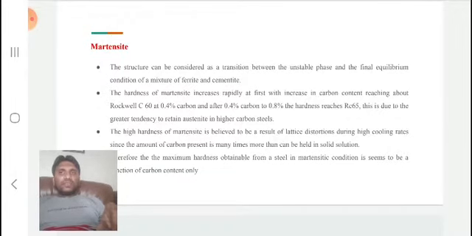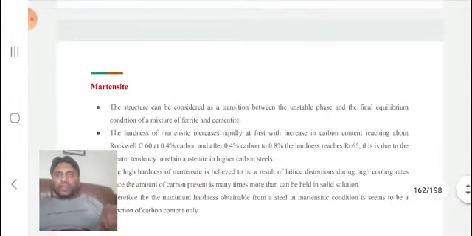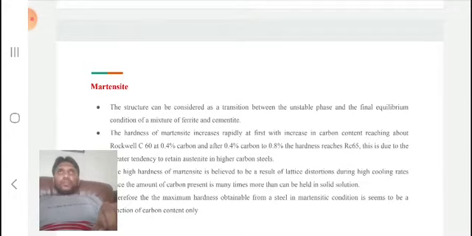The high hardness of martensite is believed to be a result of lattice distortions during high cooling rates, since the amount of carbon present is many times more than can be held in solid solution. Therefore, the maximum hardness obtained from a steel in martensitic condition seems to be a function of carbon content only. This means the formation of martensite is a function of two factors. One is cooling rate, or rather, irrespective of the cooling rate, it has to be quenched to below 200 degrees centigrade from the austenitic phase. And the other one is carbon content.